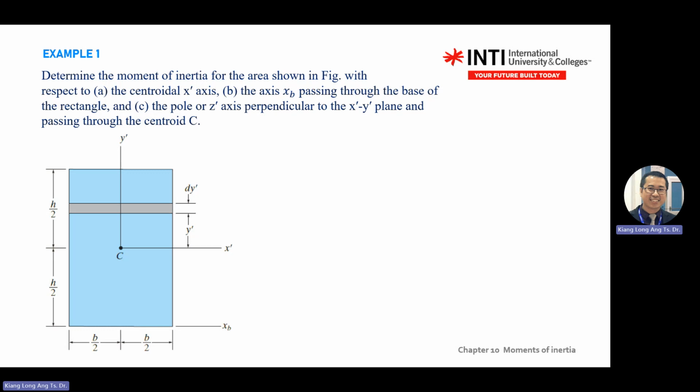Determine the moment of inertia for the area shown in the figure with respect to three cases. First, with respect to the centroid here. B, with respect to the x-axis passing through the base. C asks you to find the polar moment, the z-axis perpendicular to the xy plane passing through the centroid. C is not polar, P is polar, to the z-axis, which is coming up from the screen.